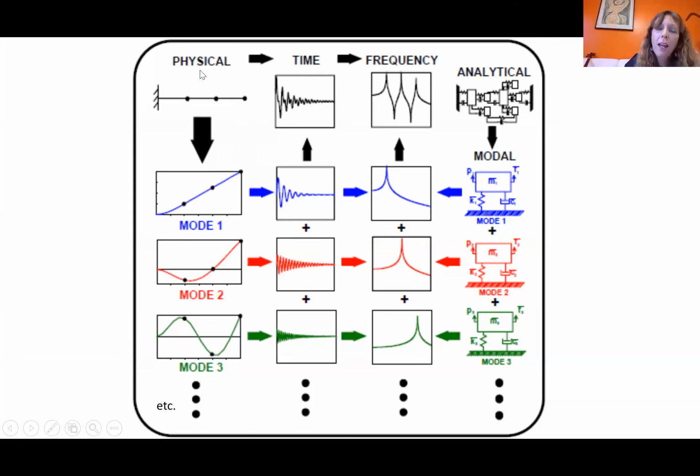So any physical structure can be decomposed as a sum of single degree of freedom oscillators, so a sum of masses and springs and viscous damping. And so you can see it. Any response of a physical structure to a certain excitation is a linear combination of the responses of the different modes.